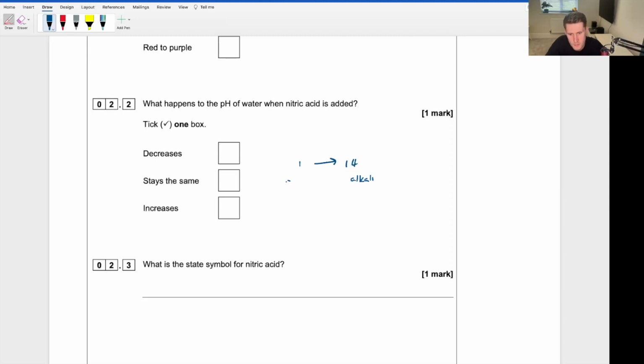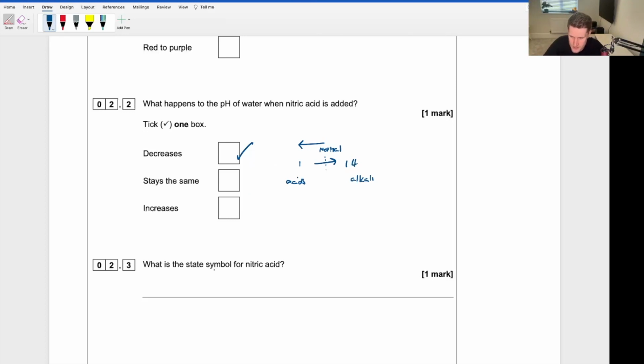And right at the very bottom, we have your acids. And then in the middle here, you have your neutral water. Now we know that water is pH 7 and it will be green with universal indicator. And when we add our acid, it's going to move down. The pH will decrease.